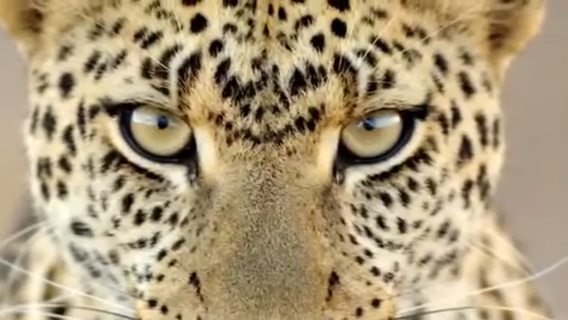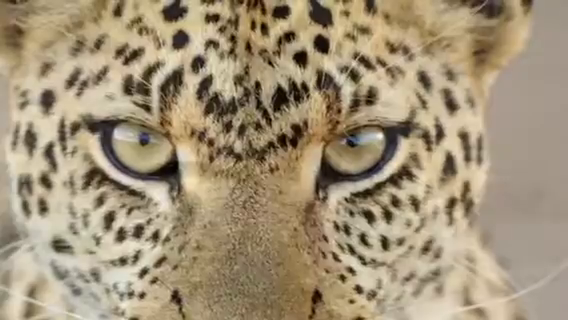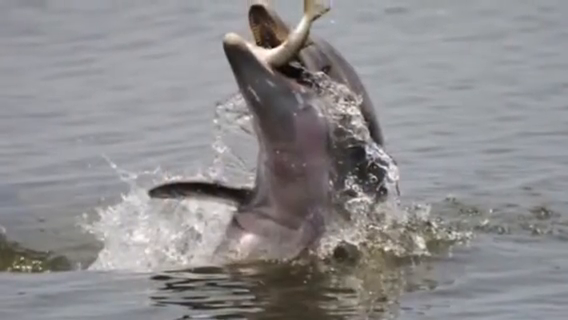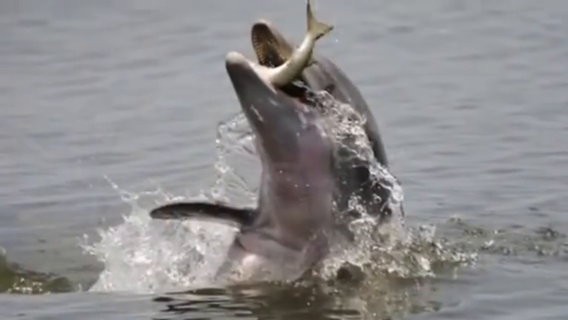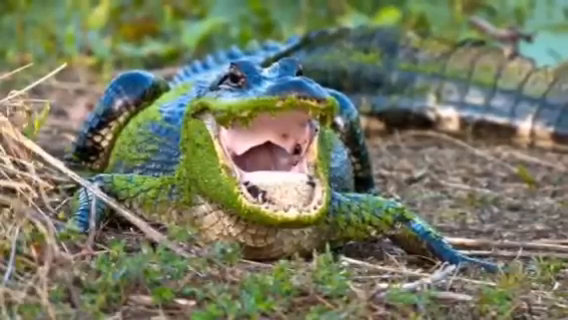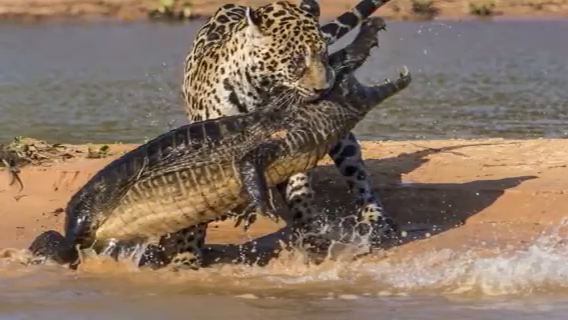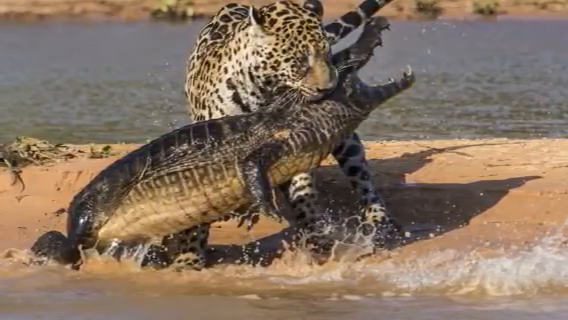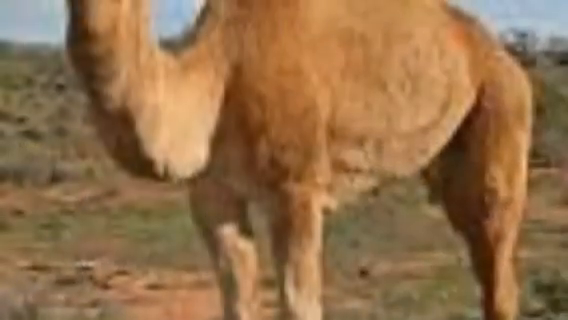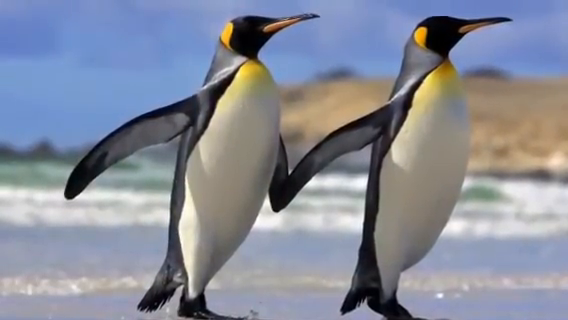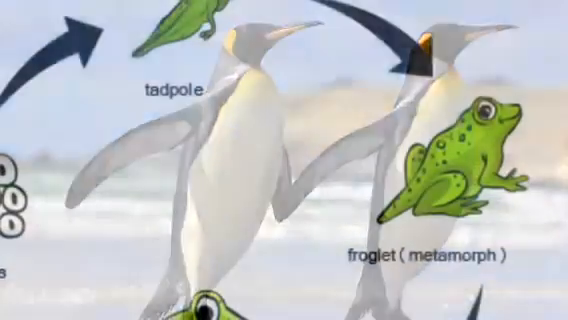Appearance is what your animal looks like. Diet, that just means what your animal eats. Habitat is where they live. Predators are the animals that hunt your animal. Even humans can be predators to some. Adaptation is something unique about the animal's body that helps it survive in a certain habitat.